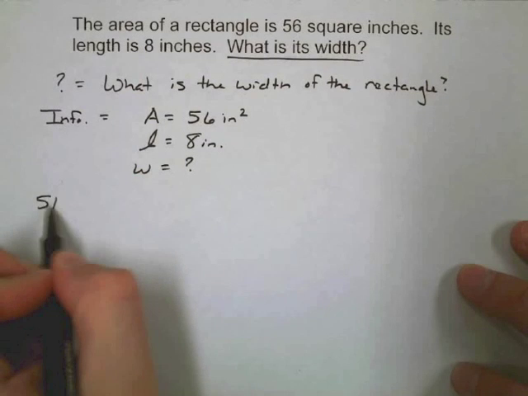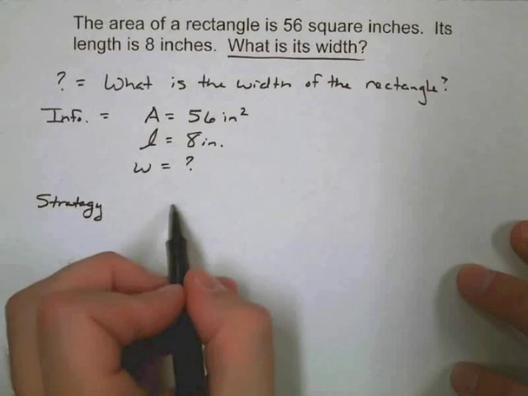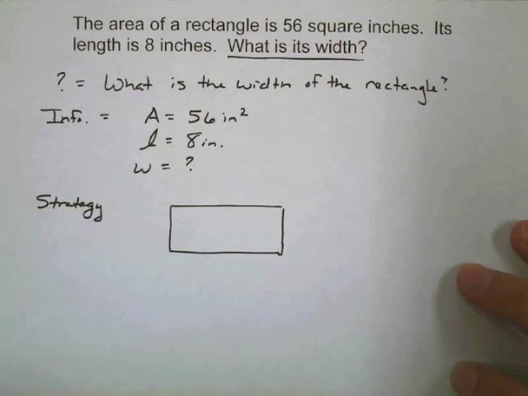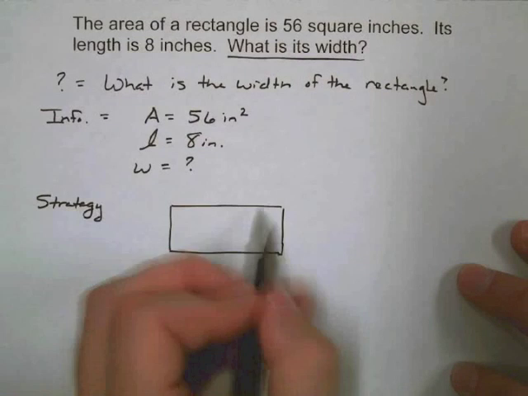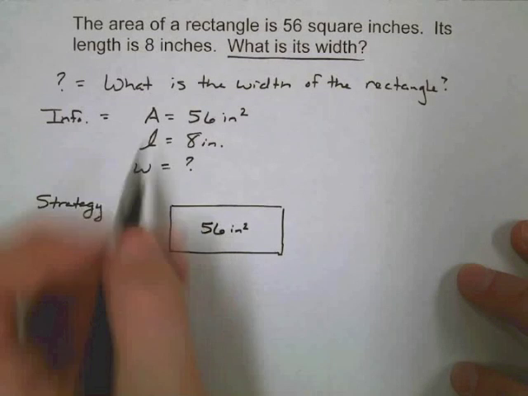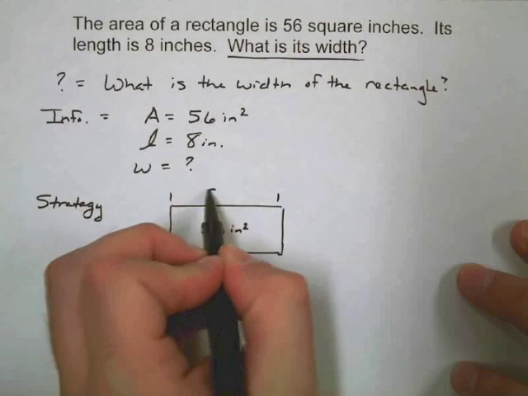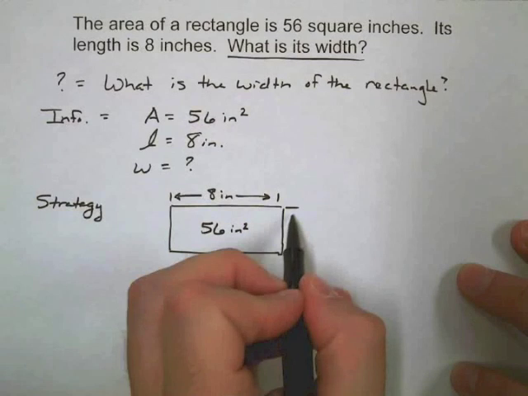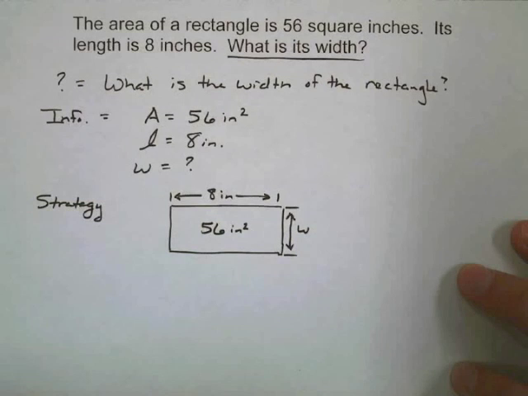Well, I'm thinking about a strategy here, and whenever I see areas, I like to think of a diagram. This helps me visualize, and having that picture there helps me see the problem a little bit more clearly. So area means this whole section inside of that rectangle, and that is 56 square inches. We have a length of 8 inches, so this distance right here is 8 inches. What we don't know is this distance here. That's the width. That's what we're wondering about.